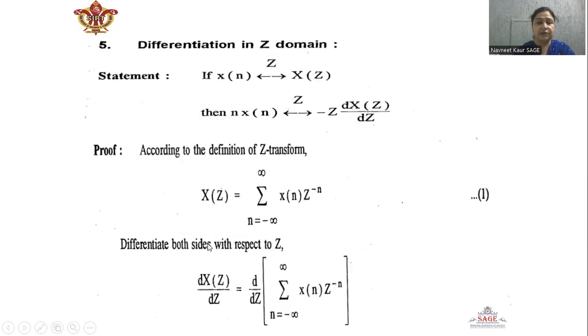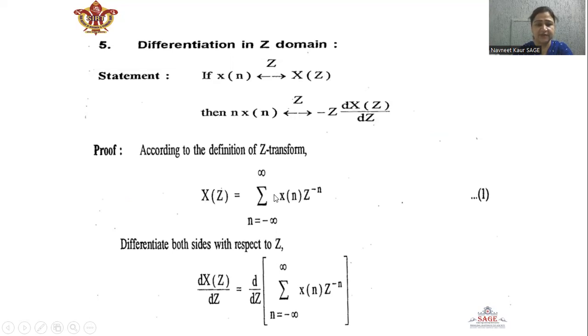Now, coming to the next property, which is differentiation in Z domain. If I have any signal x[n], which gives Z transform X(z), and if I multiply x[n] with n, the Z transform will be given by the differentiation of this Z transform X(z), and minus z will be multiplied by this differentiation.